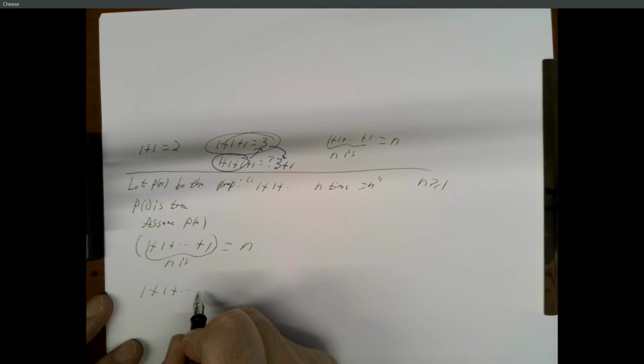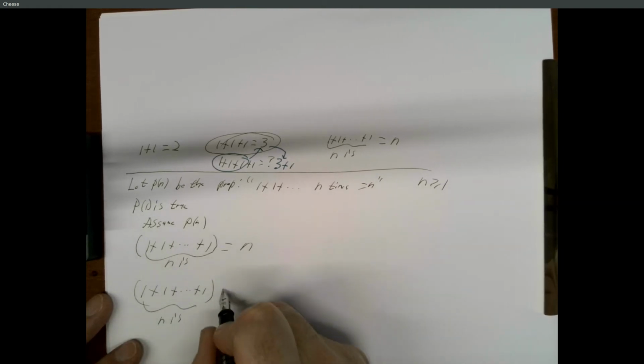That's what P of n says. Well, if we add n plus 1 ones, so we take our n ones and we add 1 more, we're going to get n plus 1. And that's what P of n plus 1 says.